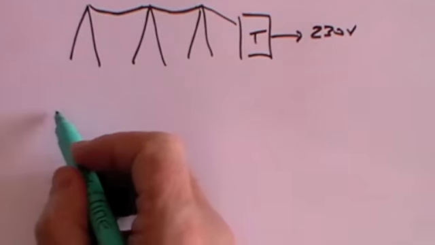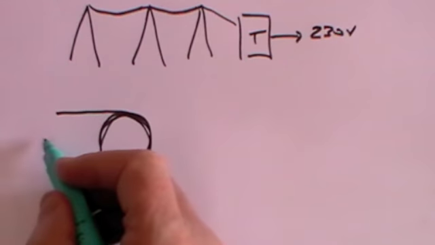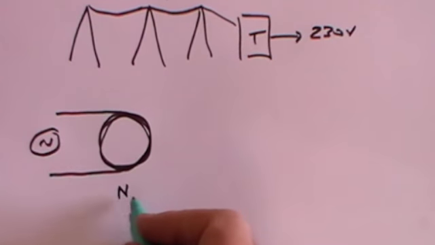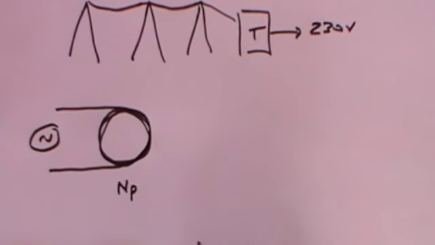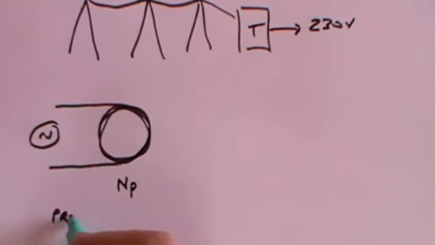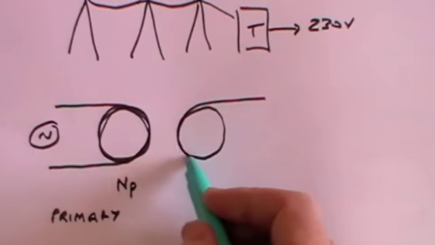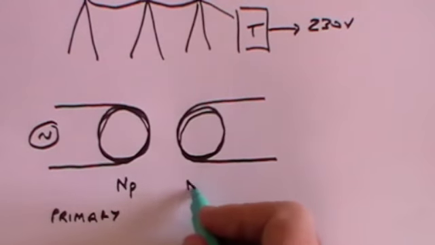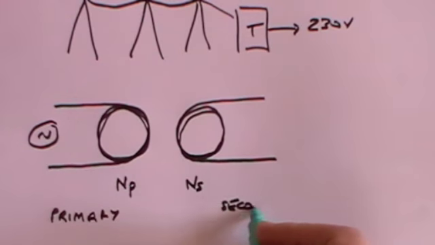Well, you take a coil of wire, and this has an alternating voltage across it, and let the number of turns in that wire be called NP. It's P because this is known as the primary. And now take another wire, which is not connected to any power supply at all, and let the number of turns in that wire be called NS, because this is called the secondary.